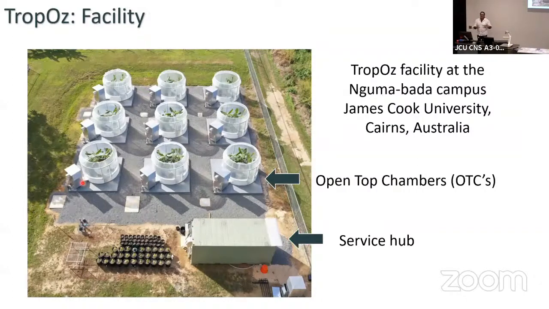Into that filtered airstream, we then drop basically pure ozone, which we generate on site in the service hub. Whatever you do, do not call it a shipping container. It's definitely not a shipping container, it's a service hub. That was a bone of contention with various JCU authorities. So we produce ozone in the service hub, which then goes out through underground lines to these air handlers. By modifying the flow of that ozone into the airstream, we can obtain different concentrations of ozone in the chambers.